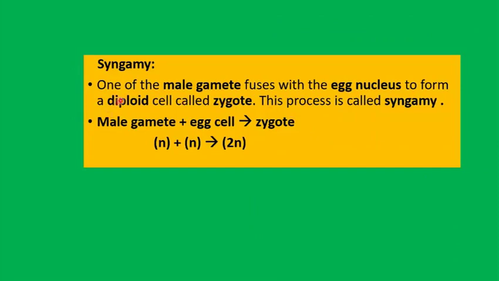So what we had learned: one of the male gametes fuses with the egg nucleus to form a diploid cell called the zygote. This process is called syngamy. So the ploidy you can calculate like that. Male gamete is haploid, egg cell is also haploid. So these two fuse to give a diploid zygote, which later develops into the embryo.